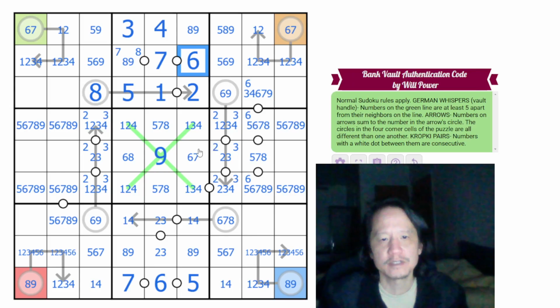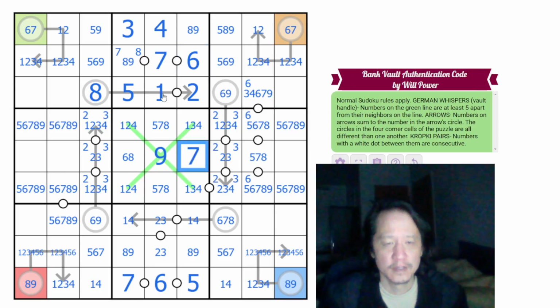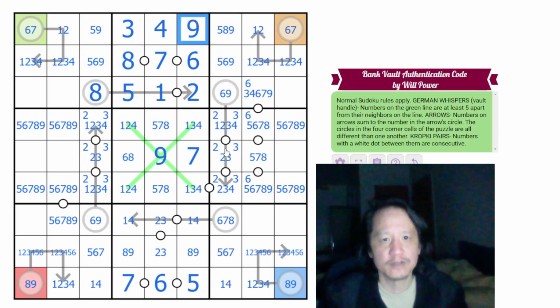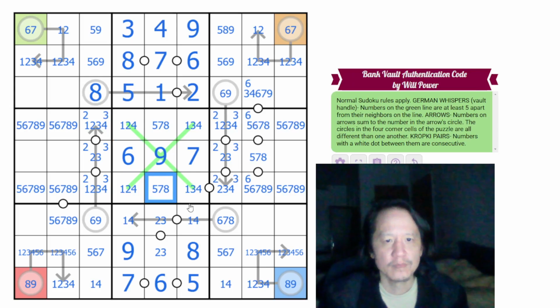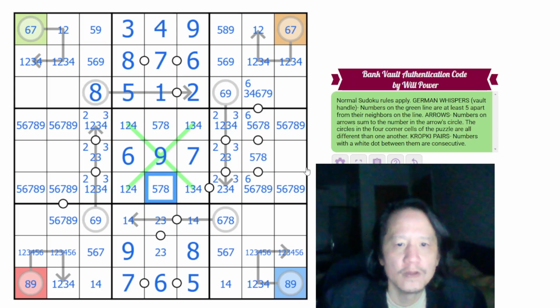This has to be 6. This is 7. This has to be 5, 8 pair. This has to be 8, obviously. This is 9, which makes this 8, which makes that 9. This 8 means this has to be a 6. This can no longer be 7.